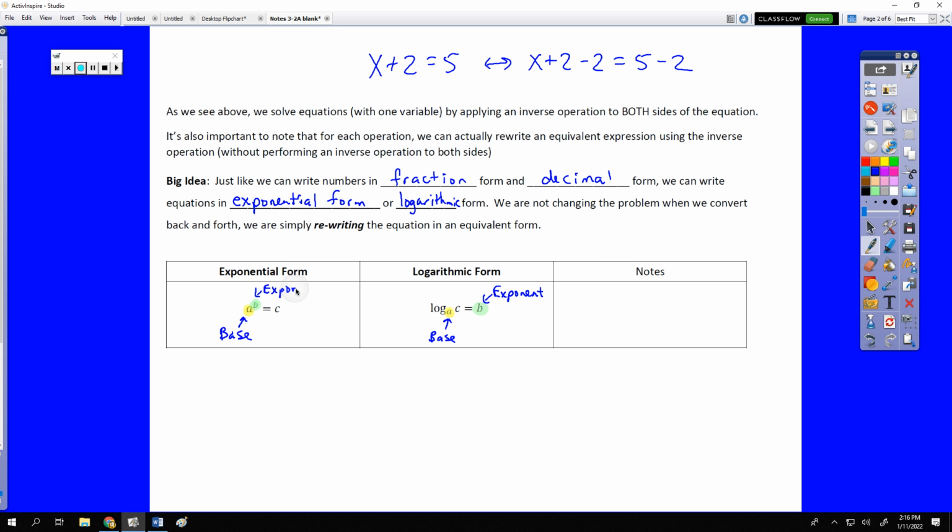And then finally, we have the actual value that it is equal to, c. That is the number that ends up inside the logarithm when we write it in logarithmic form. These two expressions are exactly the same. There is absolutely no difference.